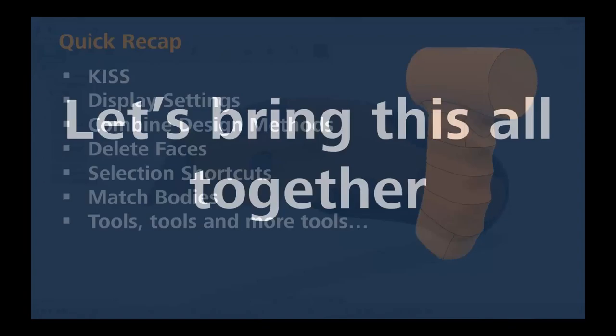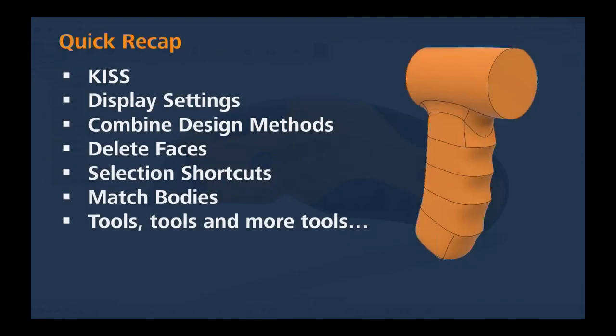Okay, so let's bring this all together and have a quick recap on what we've talked about today. Remember, keep it simple is really the essence of using our Sculpt tools inside of Fusion 360. Work with things like display settings to help you understand the changes that you're making and the consequences of them. Take advantage of the combined design methods, so the ability to use your Sculpt, your patch, and your model environments collectively. Deleting faces, whether it be deleting edges, really, is one of the key tools that I just absolutely love about working inside of Fusion 360.